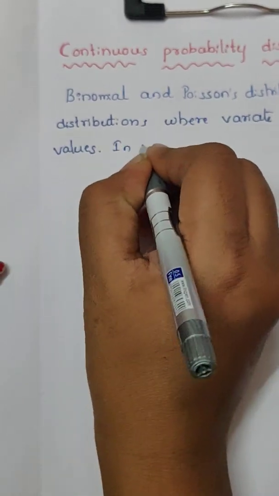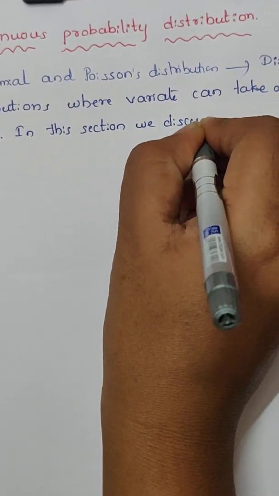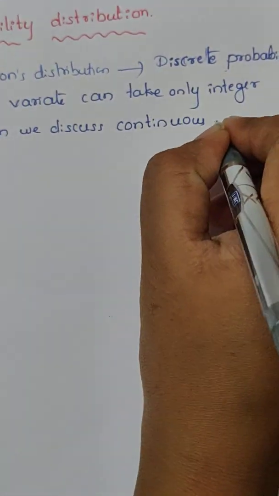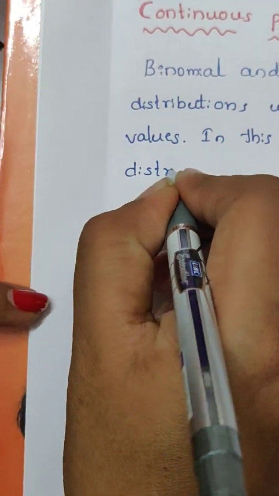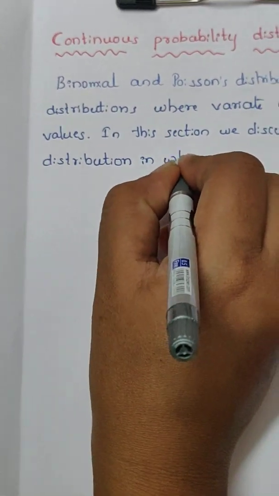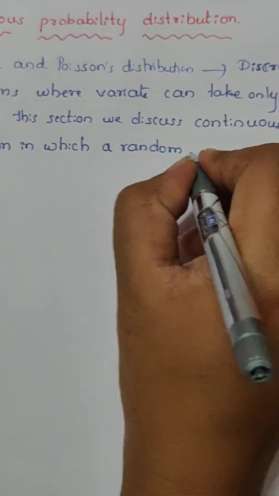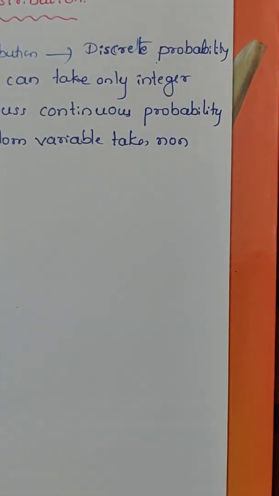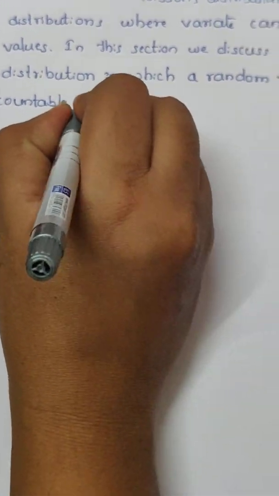In this section now, we are going to discuss continuous probability distributions, in which a random variable takes a non-countable, infinite number of values.